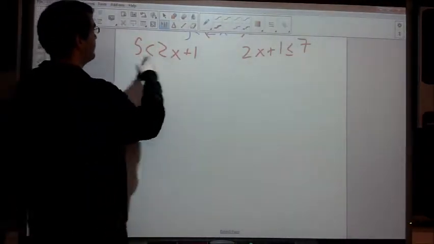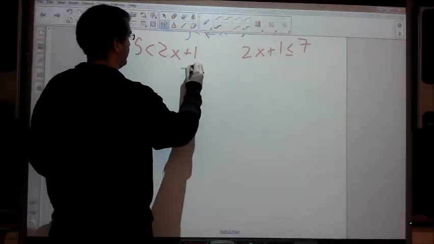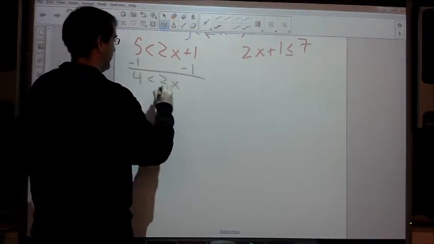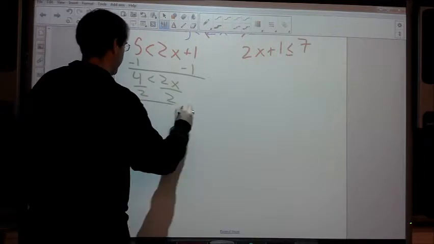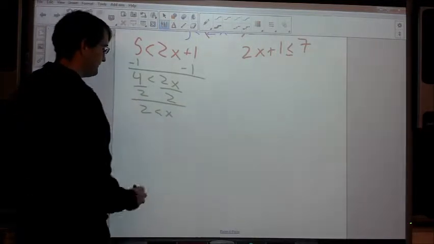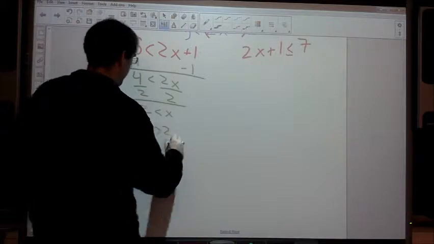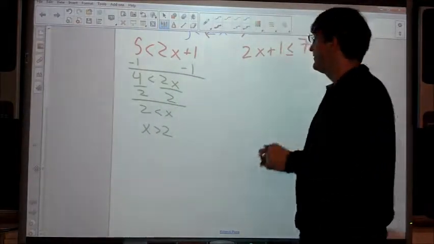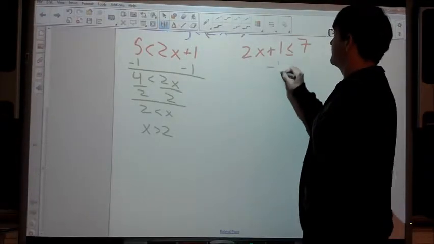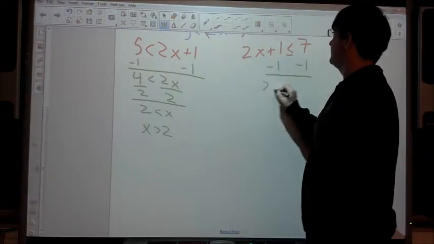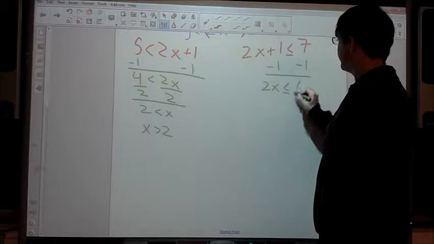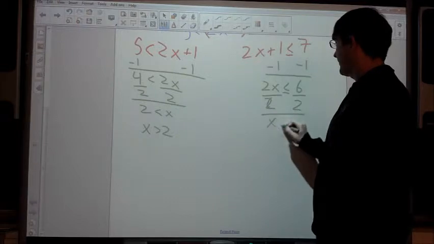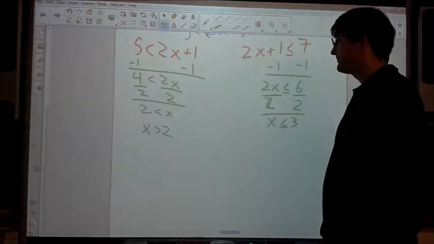So the one on the left here, 5 is less than 2x plus 1. I'll subtract the 1 from both sides. I get 4 is less than 2x. Divide both sides by 2. And I get 2 is less than x. Or if you prefer, x is greater than 2. They mean the same thing. And that might make it a little bit easier to graph it. And then over here on the right, I subtract 1 again. I get 2x is less than or equal to 6. And then, again, divide both sides by 2. And I get x is less than or equal to 3.